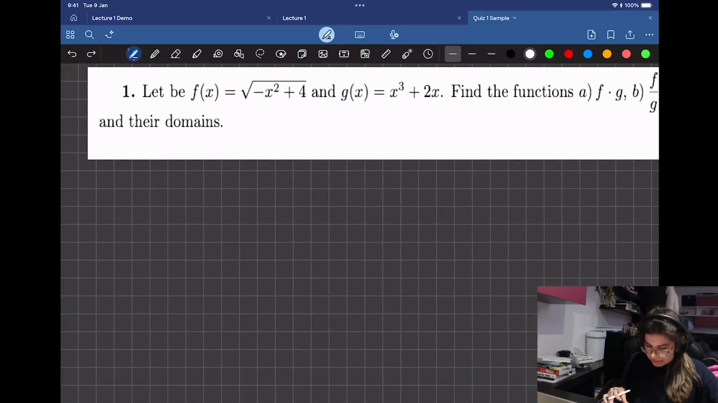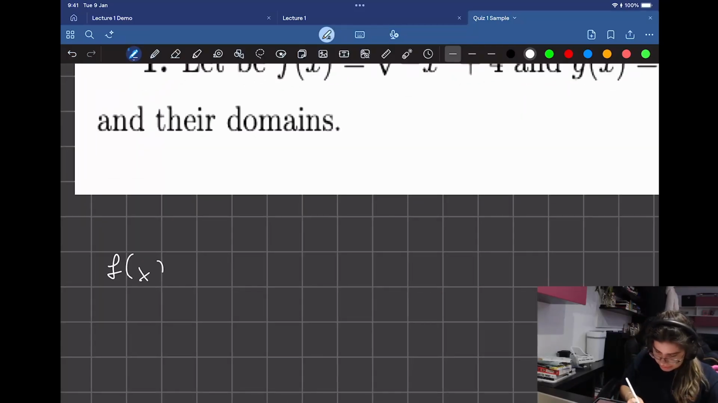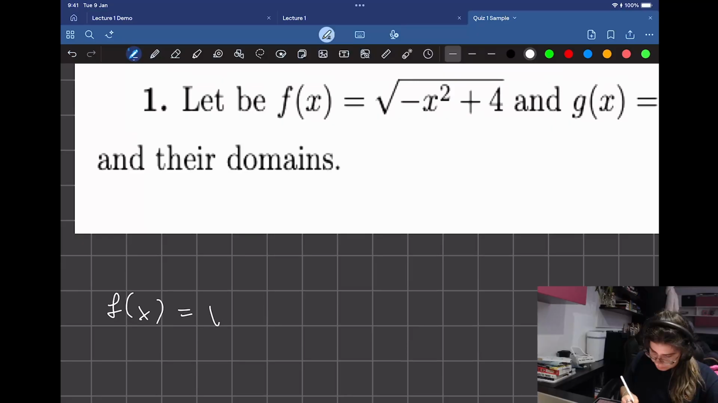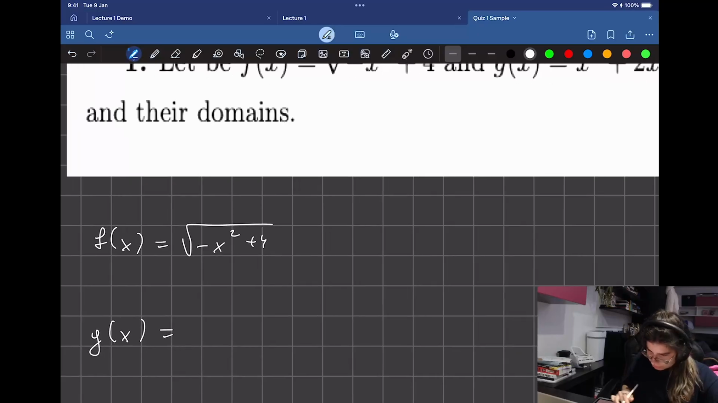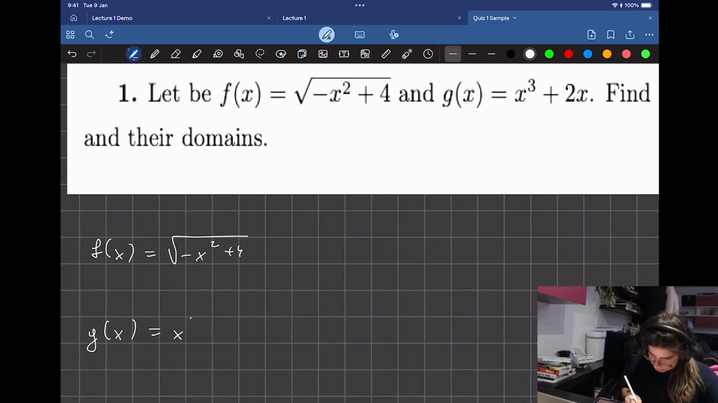This is, I believe, the first problem from the samples. So we're given f of x equals square root of minus x squared plus 4. And then g of x is equal to x cubed plus 2x. So again, first two steps are to simplify and then find the domains of each one.